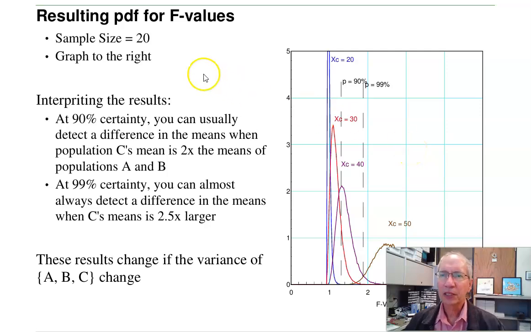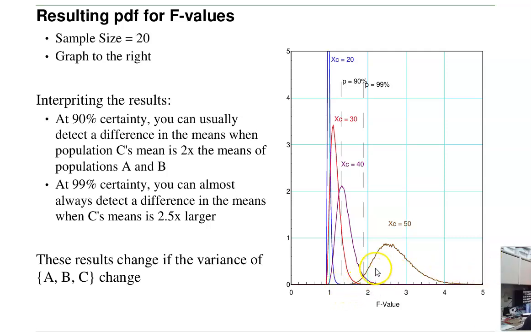Now let's try that with the mean of C being 20, 30, 40, 50. I ran 100,000 Monte Carlo simulations, and here's what the f-scores look like. Now what this is telling me, I want to be 90% certain that these scores are different. The mean of C has to be at least 40, double the mean of A and B, and then it's like 50-50 if I could detect it. It's got to be more like 50 to detect it at 90% certainty. To be 99% certain, it has to be at least 50.